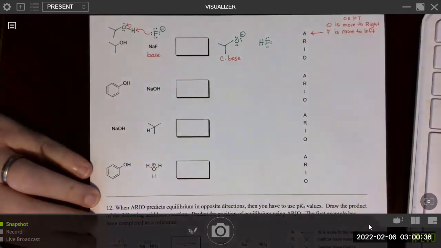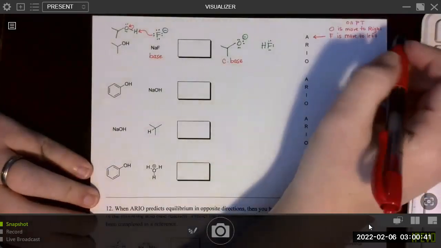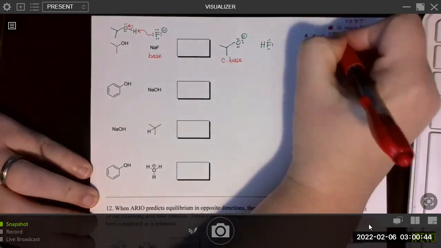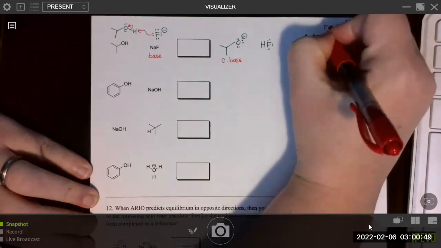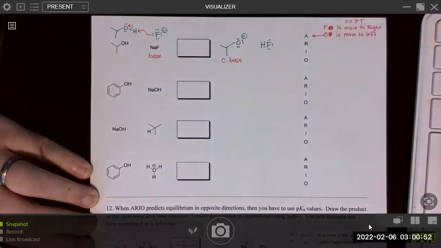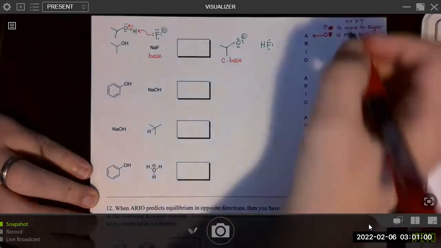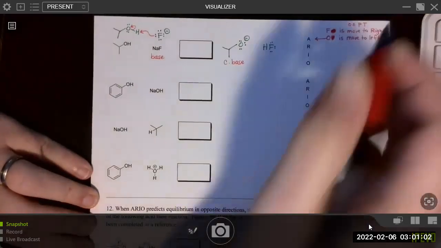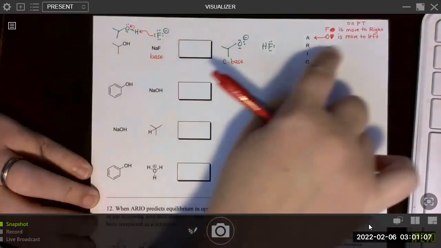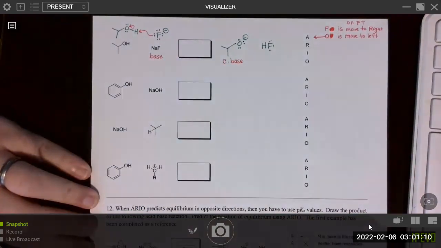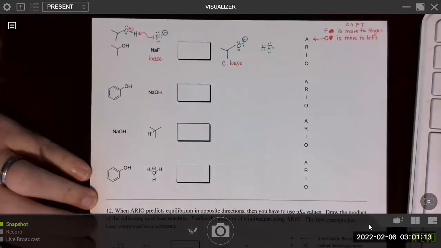Did I do that correctly? No, I did not do that correctly, unfortunately. Okay, so let me erase these. So fluorine is more to the right and oxygen is more to the left on the periodic table. Okay, so whatever is more to the right is more stable. And yes, so more to the right, more stable, but it's actually on the left side of the equation, which is why the arrow is going this way. Sorry, a little confusing myself for a second there.